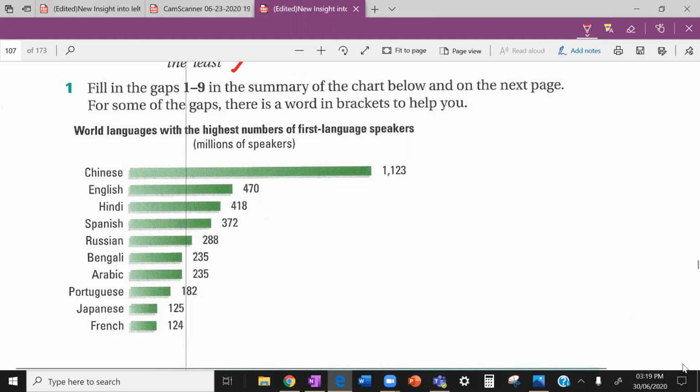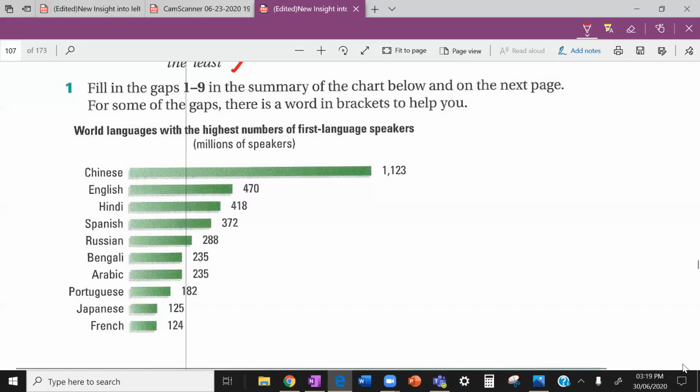You can say which is the most widely spoken language of the world. Okay, so Mariam says Chinese is the topmost with the highest number of first language speakers. Okay, the highest number of speakers, that is Chinese.